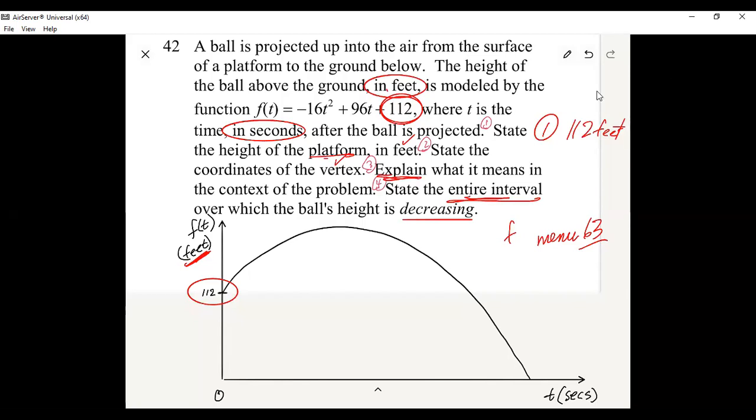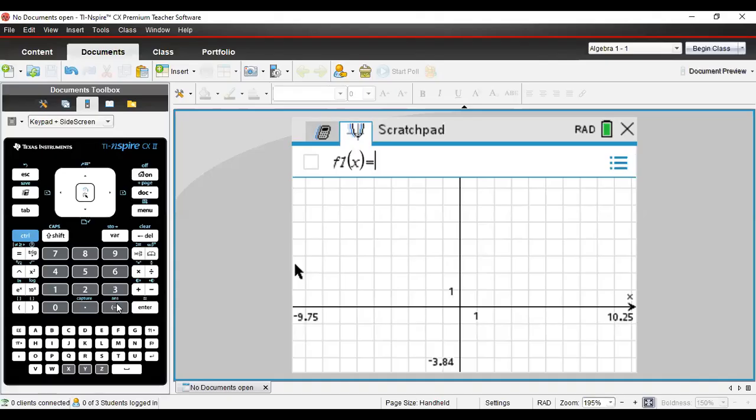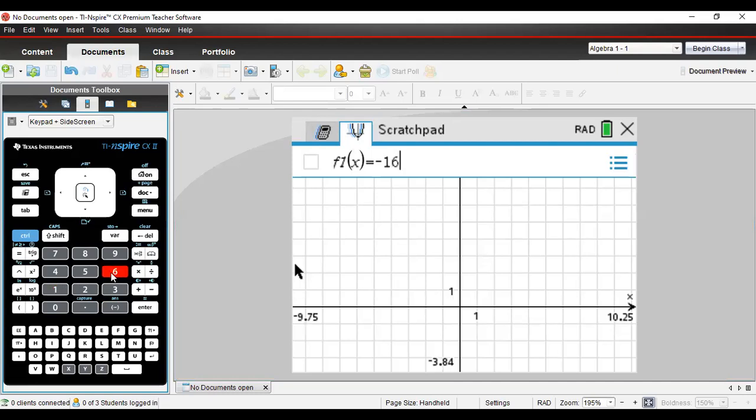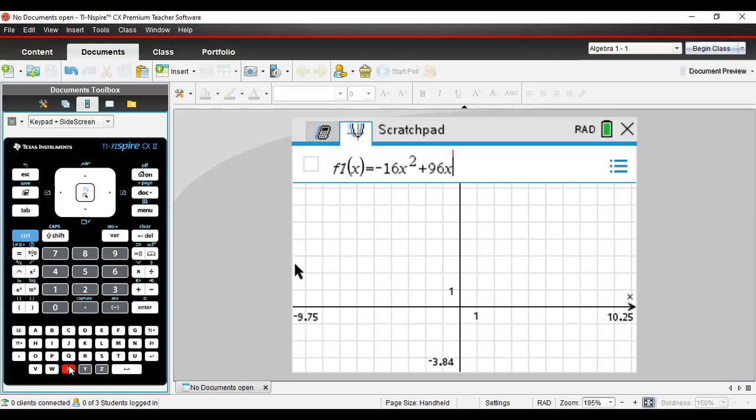So let's go back to the calculator and let's enter this. So this is going to be a negative 16. Now, as soon as you see that negative 16, you should say, oh yeah, that's going to be a frown, because negative people frown. And this is going to be plus 96x, and then we're going to have plus 112. Now we're going to press enter.